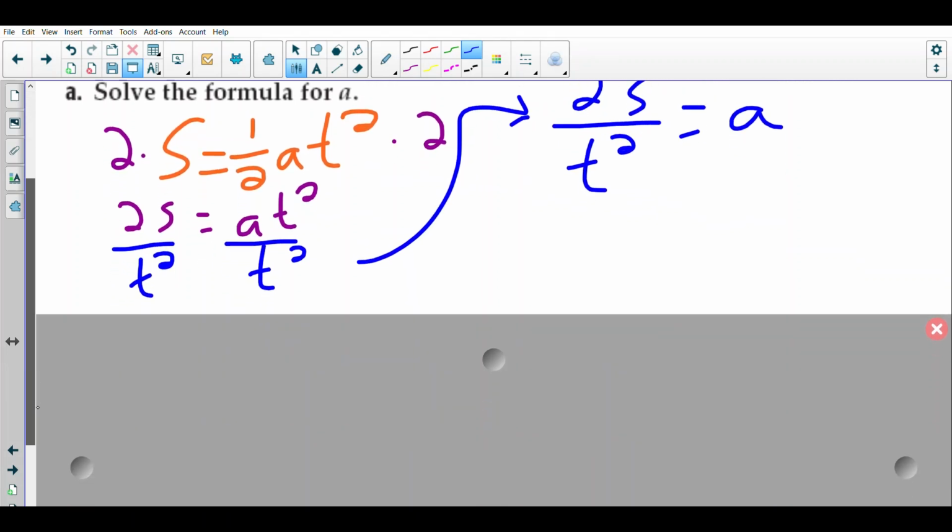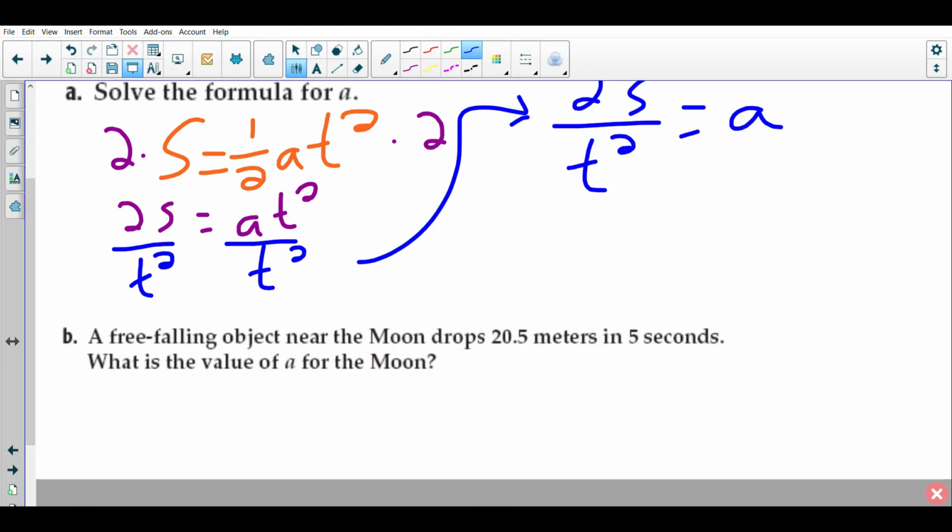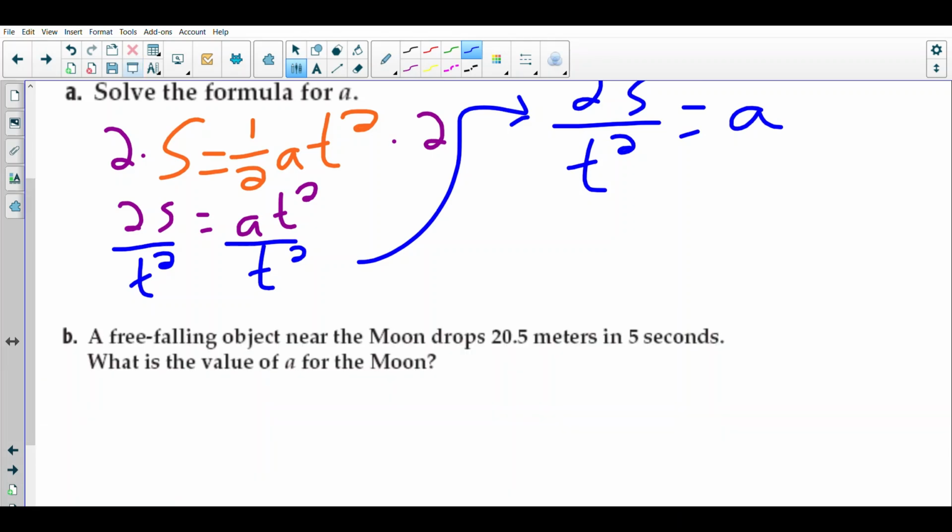Now I want to use that formula for the next part. A free-falling object near the moon drops 20.5 meters in 5 seconds. Find the value of a for the moon. So I'm going to find the acceleration rate when we're on the moon. I'm just going to plug in. Meters is distance, in this case it's s, and seconds is t, because it's time. So all I have to do is substitute it and solve.